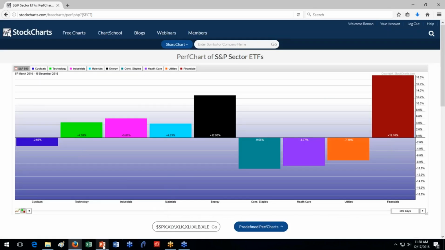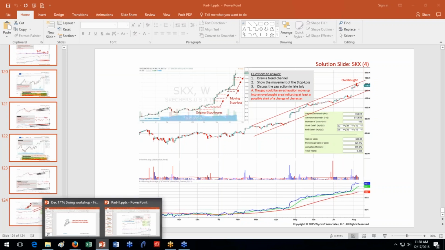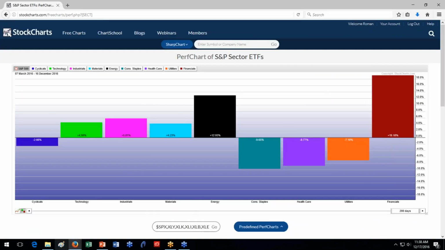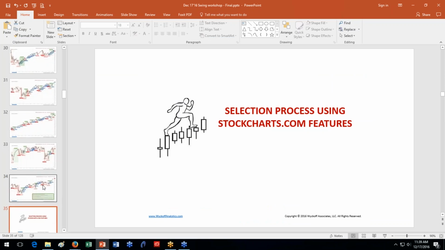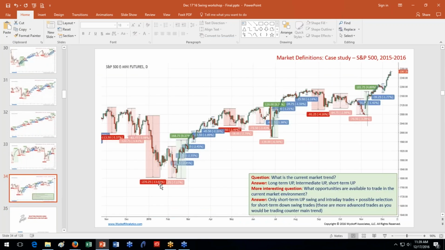Hold on a second. Let me just close this. Oh, okay, I can't. All right. So any of the sectors that were outperforming in the January and February lows of 2016.